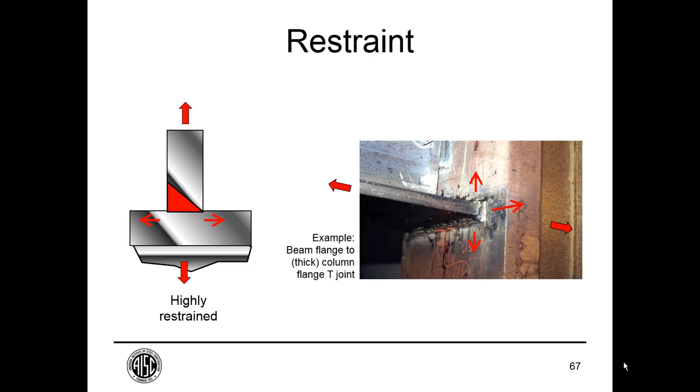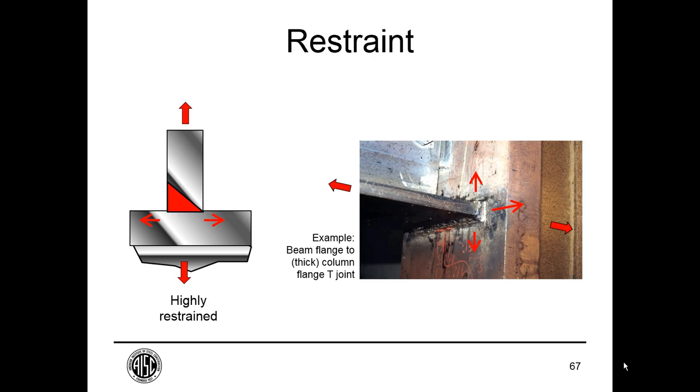And then if you have restraint in 2 orthogonal directions, such as in this beam flange to column flange weld, it's a very thick column flange. It extends in both directions, and that's a highly restrained condition, and it's very tough to get much inelastic strain out of the steel material immediately here.